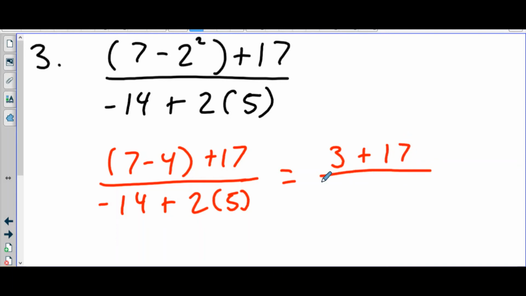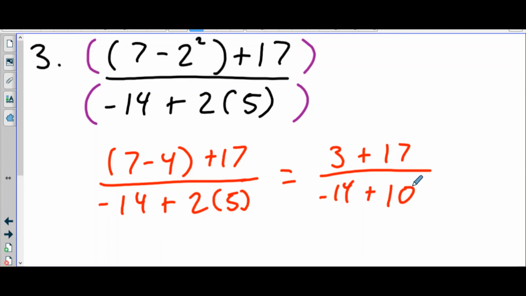Now, remember, a fraction is also a grouping symbol, so you can imagine that there are big parentheses in the top and parentheses in the bottom as well. So while I'm doing the numerator, the denominator is its own separate piece, and so I'm going to go ahead and start that by doing the multiplication, 2 times 5. So now I have negative 14 plus 10.